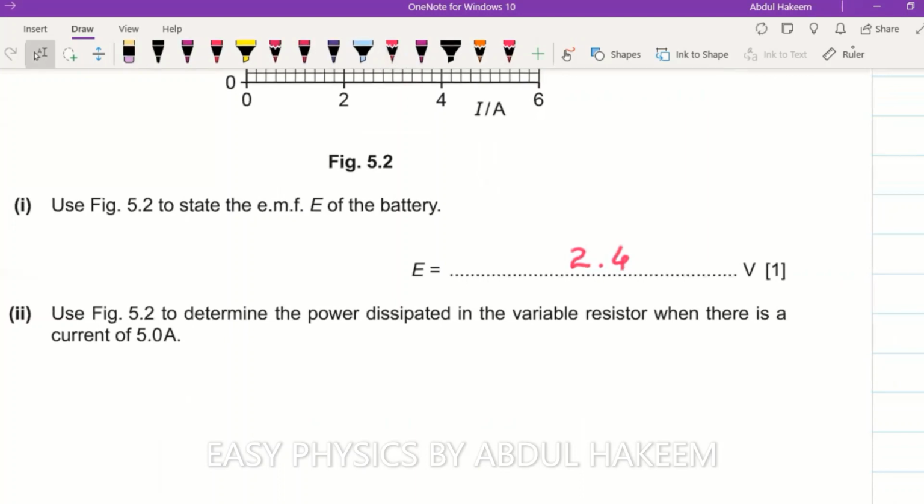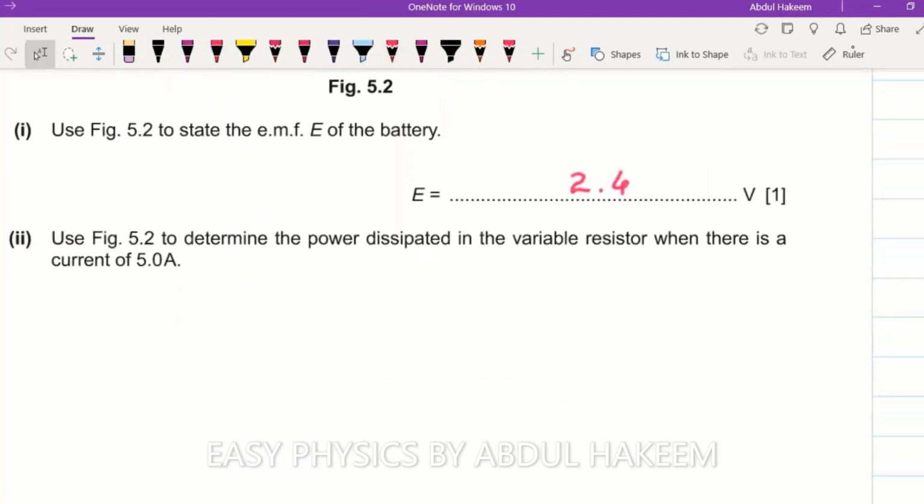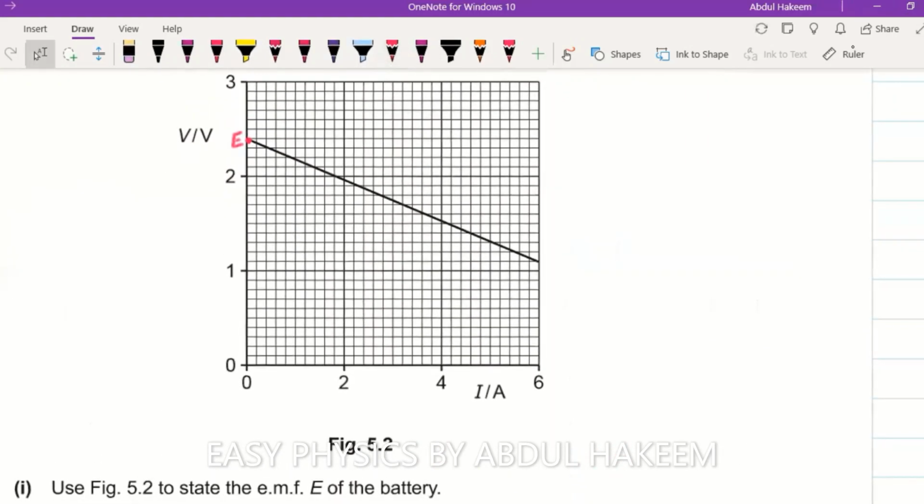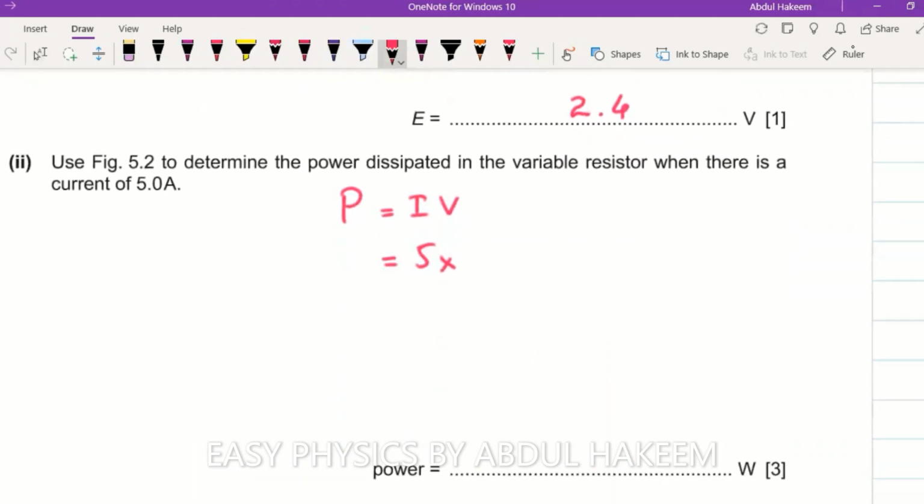Next, determine the power dissipated in the variable resistor when there is a current of 5 ampere. Look, current 5. So power is equal to VI or IV. Current is 5 and the voltage for the 5 will be, look, this is 5 current. So we have to read this voltage and this is 1.3. So 1.3 times 5, the answer will be 6.5 watt.